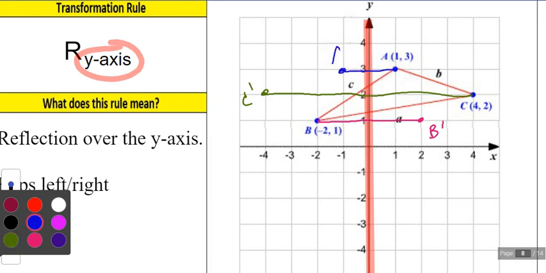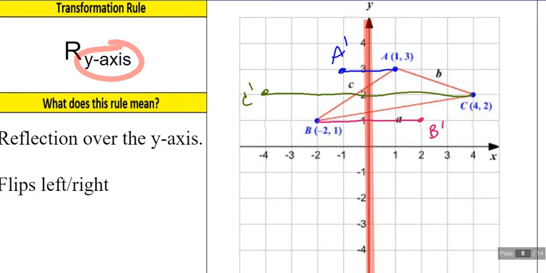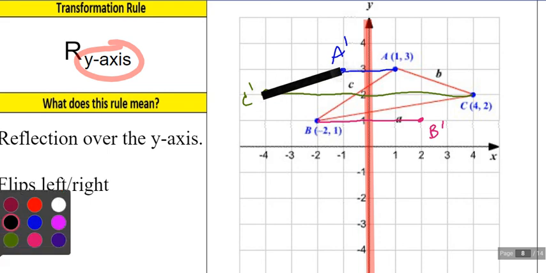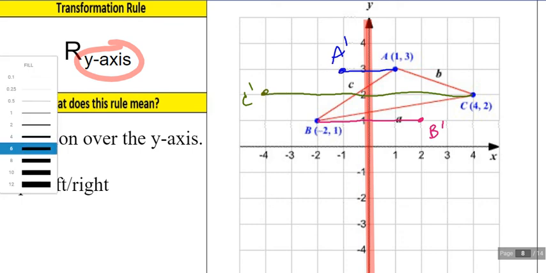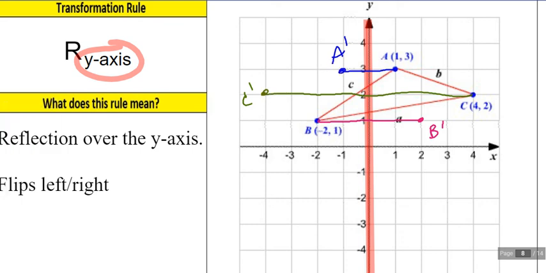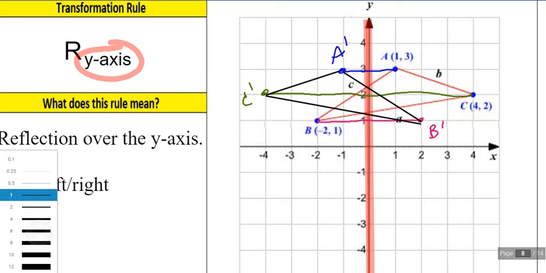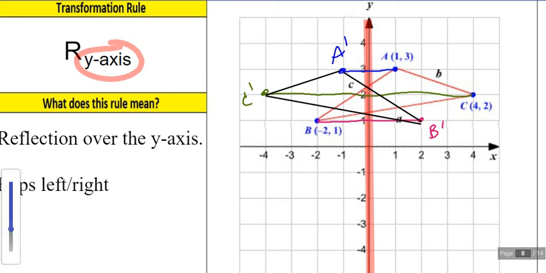Okay, well, B and C. I can't do that. Let's go back, change that thickness, and try that again. So C prime to A prime to B prime back to C prime. We have this triangle as our new image triangle, and again, it's reasonably preserved in terms of angles and side lengths. I can definitely say this was a rigid motion, a reflection.